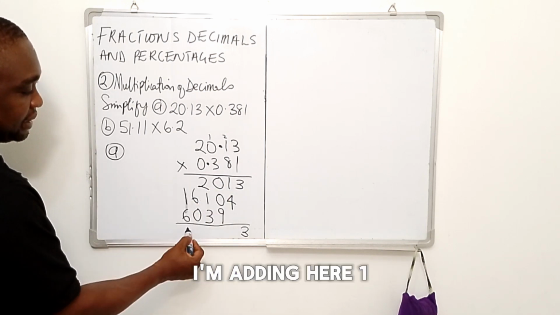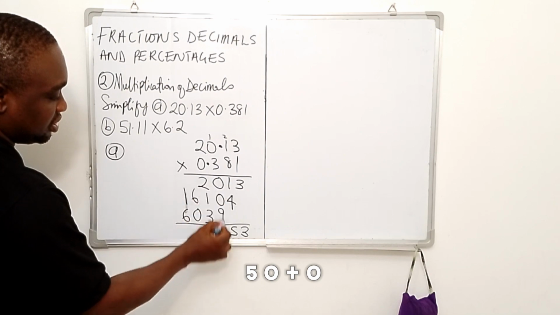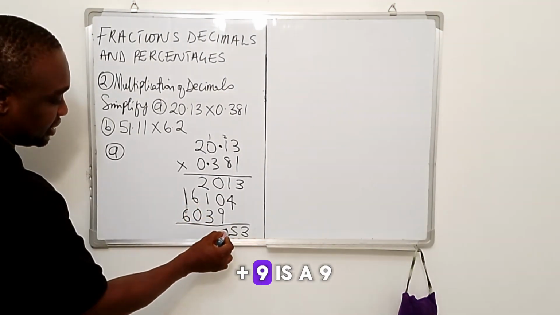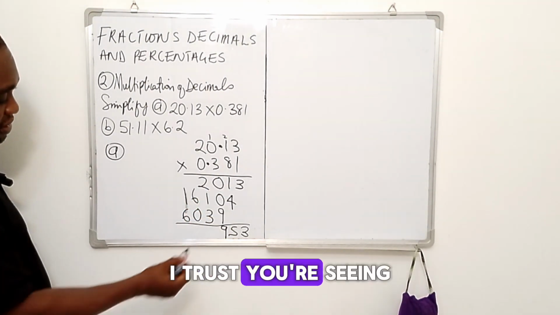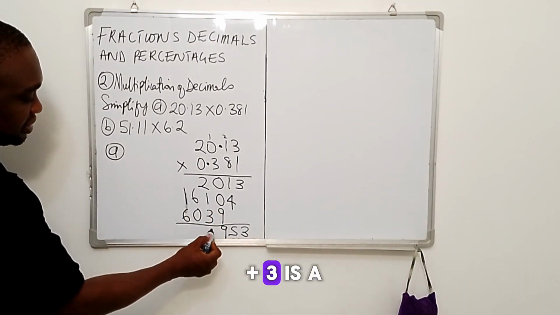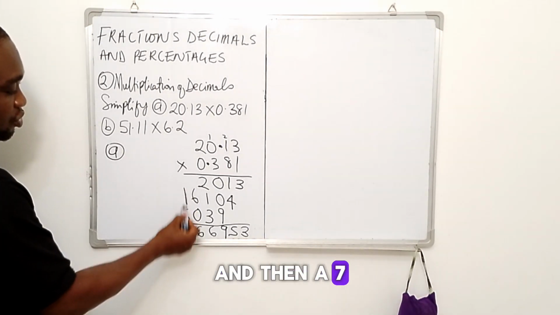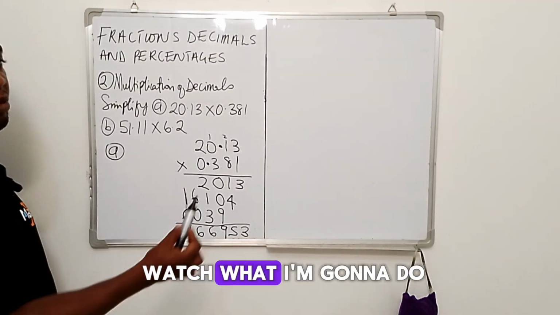I'm adding here. 1 plus 4 is a 5. 0 plus 0 plus 9 is a 9. I trust you are seeing from down here. 2 plus 1, 3. Plus 3 is a 6. 6 plus 0 is a 6. And then a 7. 1 plus 6. Now, watch what I'm going to do.